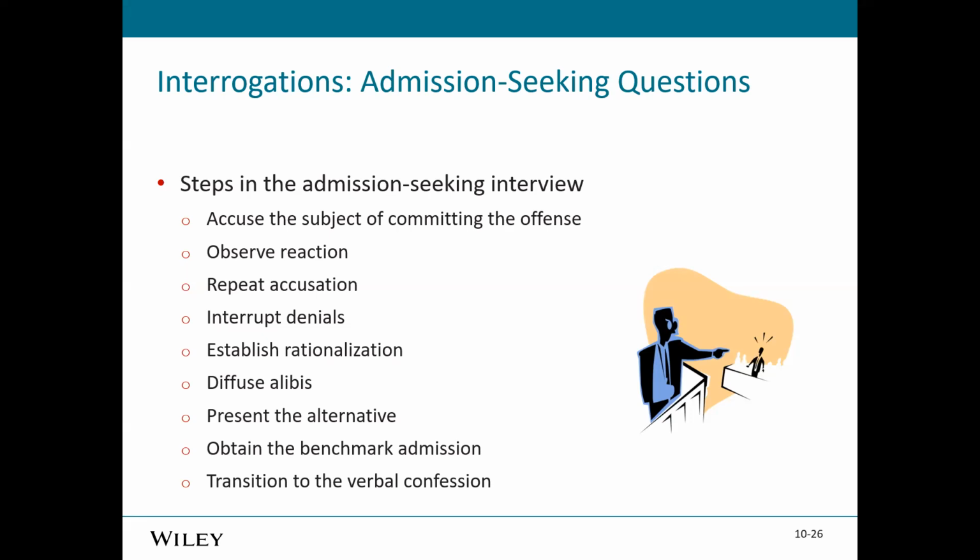So after you've got that benchmark confession, then you transition into the verbal confession, where you're trying to get the final details about the offense, probing for additional details, and fleshing out that confession. Some things we would like to know in that verbal confession are that the accused knew what they were doing was wrong, and some facts that they would be the only ones who know about.